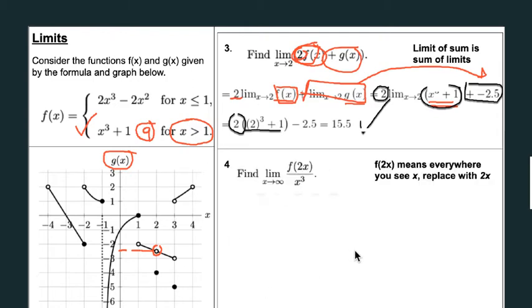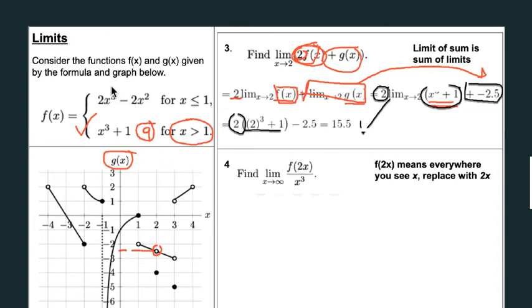Okay, everybody, now we're going to look at number 4. Number 4 says find the limit as x approaches infinity of f at 2x divided by x cubed. So what does f at 2x mean? You would recognize it like cos 2x or sine 2x: it's compressed horizontally, or horizontally scaled, by a factor of 2. It makes it steeper.